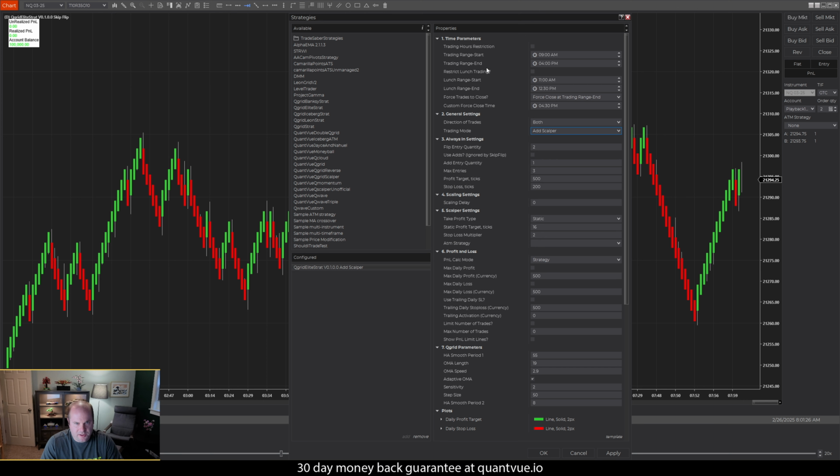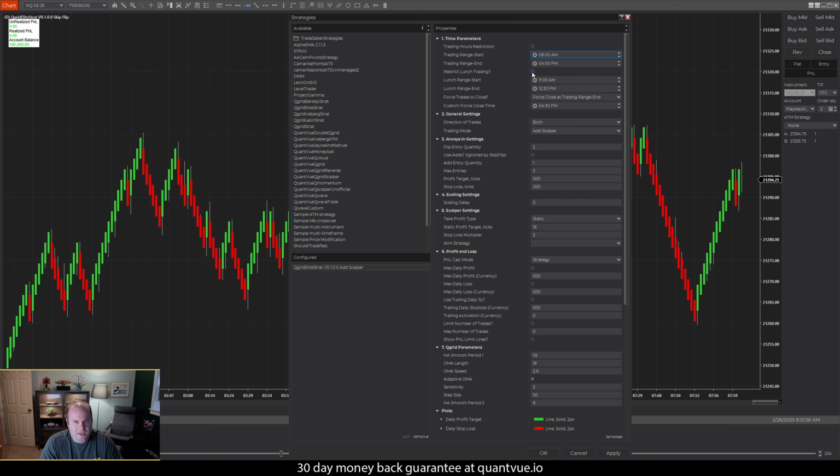So starting at the top, time parameters, like we always talk about, trading hour restriction here. Turn it on if you want to restrict your trading to these two numbers. So this would be your range starting at 9 a.m. I'm going to change it to 8 because that's what I run. And then trading range end is around 4 p.m. And I have never had it go that far. It either hits my profit target or my stop loss, and it's done for the day.